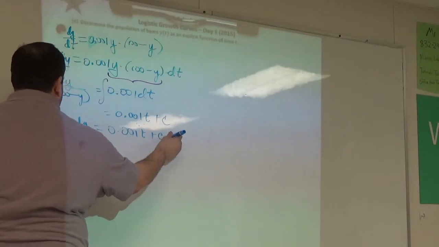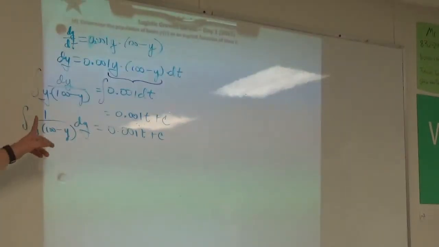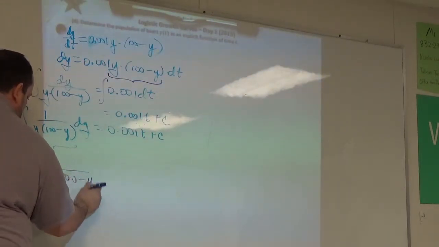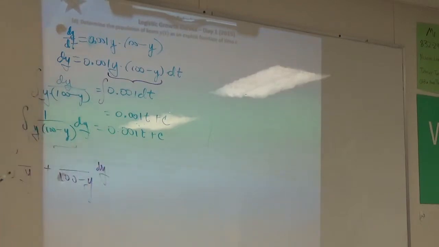I'm going to break this into two different fractions. It's called partial fraction decomposition. You don't know this yet, but the big idea is this. I'm going to take this guy here and rewrite it as something over y plus something over 100 minus y, dy.